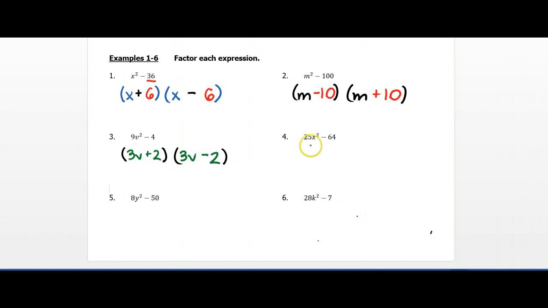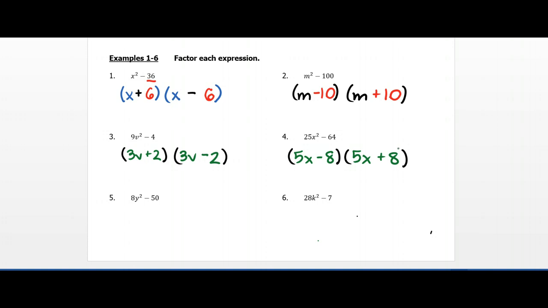Number 4, 25x squared minus 64. Again, no GCF for this one. But it is a difference of squares because 25 is a perfect square, as is 64. Okay, 25x squared, the square root of that would be 5x. So my first term for each one is going to be a 5x. And then your second term, the square root of 64 is 8. So we'll have 5x minus 8 times the quantity 5x plus 8.